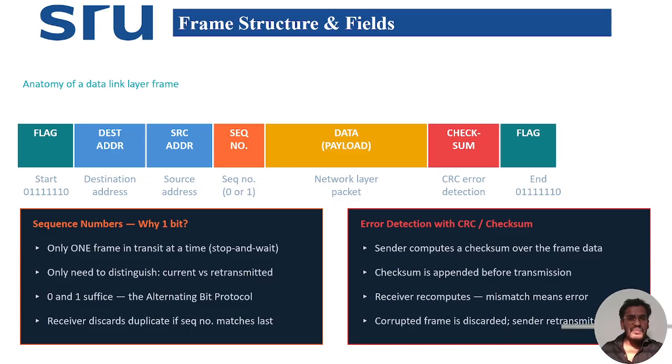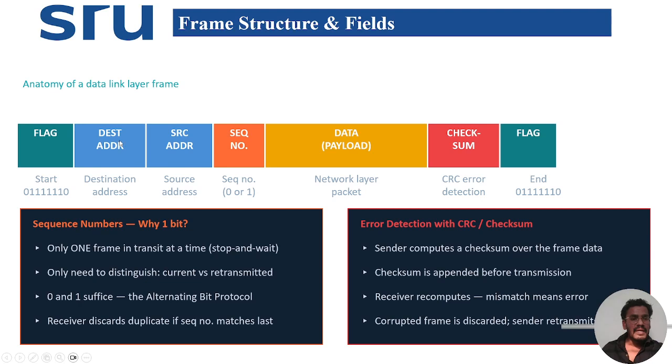Here are the frame structure and fields. Coming to the frame structure, first is the flag. The flag is the starting point: the sender begins the frame with a special bit pattern. This tells the receiver that a new frame is starting.